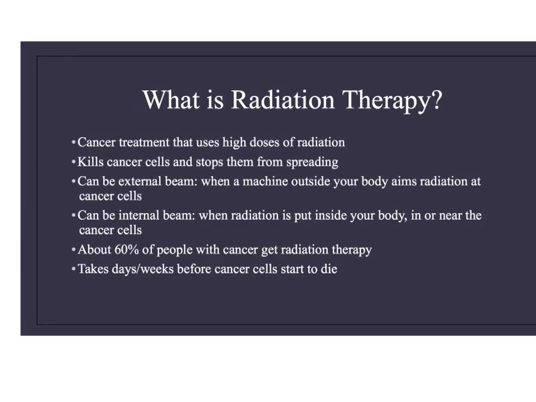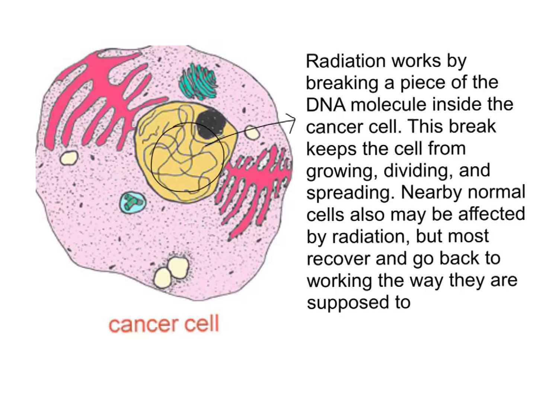About 60% of people with cancer get radiation therapy. It takes days, weeks before cancer cells start to die. The mitosis and meiosis that is present in cancer cells is the same that is present in regular cells, only in cancer cells it occurs at a faster rate and more often.